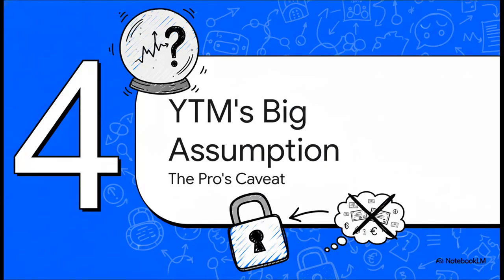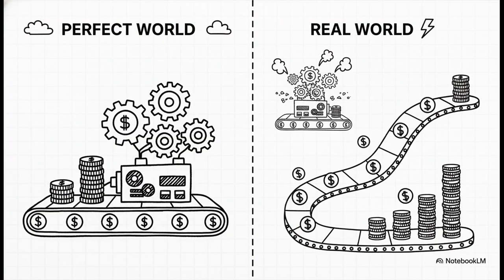Now, before you start thinking YTM is some kind of perfect crystal ball, there is a little caveat, a pro tip you really need to know. Even this powerful number has one very, very big catch. You see, the YTM calculation works under one massive assumption. It assumes that you're going to be able to reinvest every single coupon payment you receive at the exact same rate as the YTM itself. And in the real world, where interest rates are bouncing around all the time, that almost never happens.